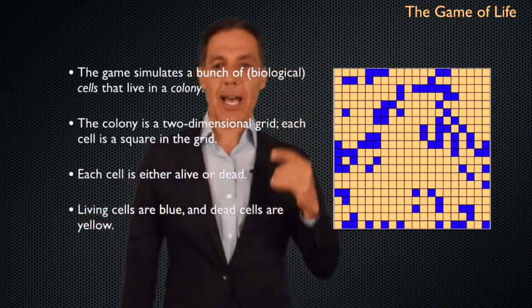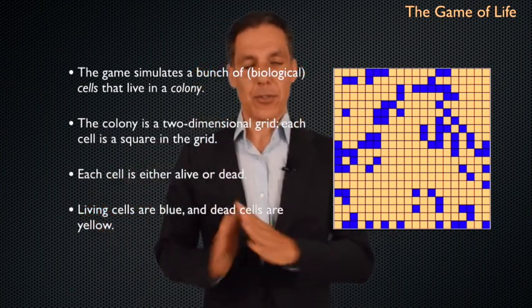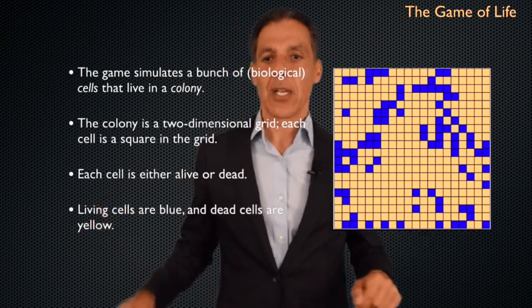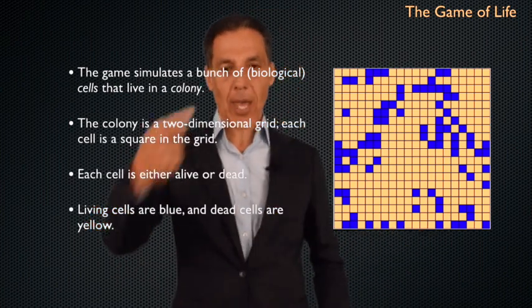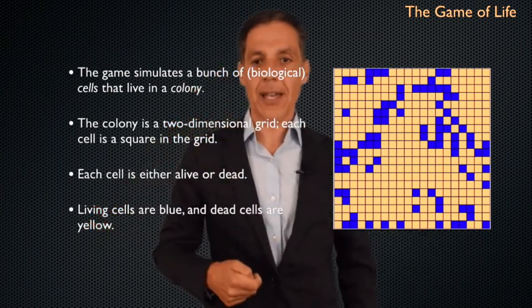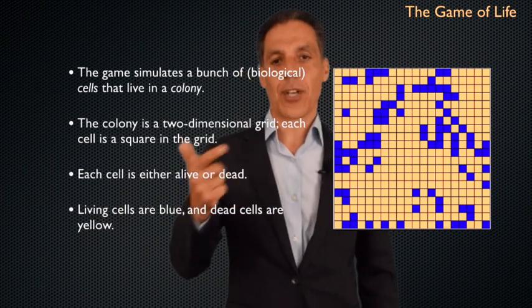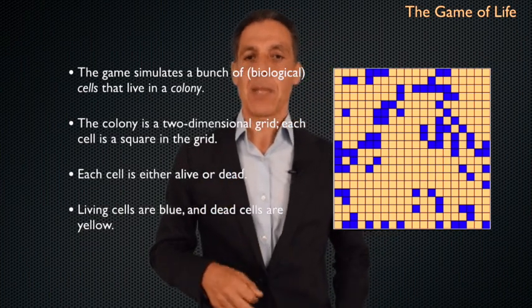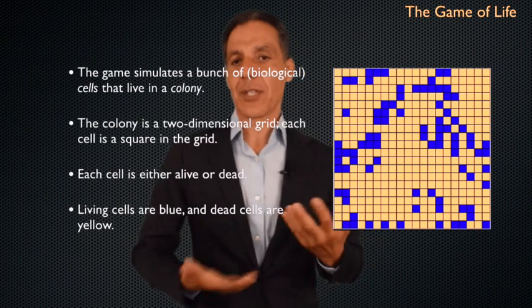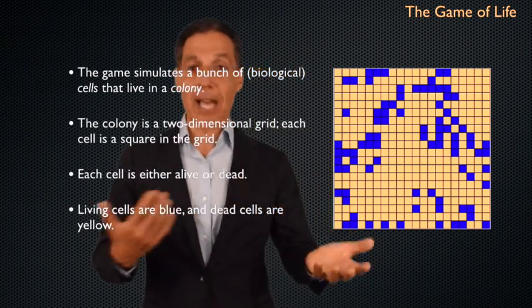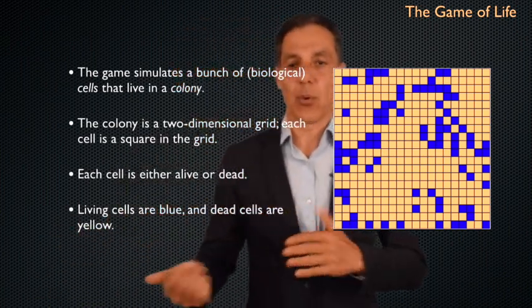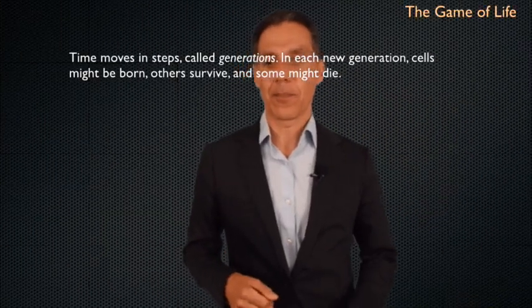Every cell is either alive or dead. There's only two states in this colony. So living cells are blue, so all the cells that you see here are alive, and the dead cells are rendered as yellow. Okay? And there's going to be some rules as to how these cells decide whether they live or die or are reborn. Okay? And let's go through those now.